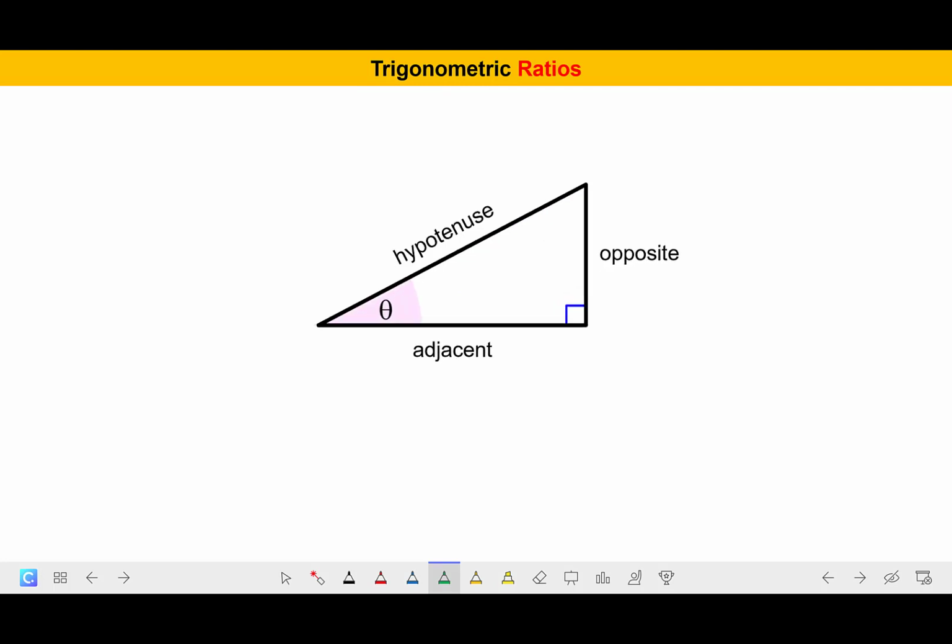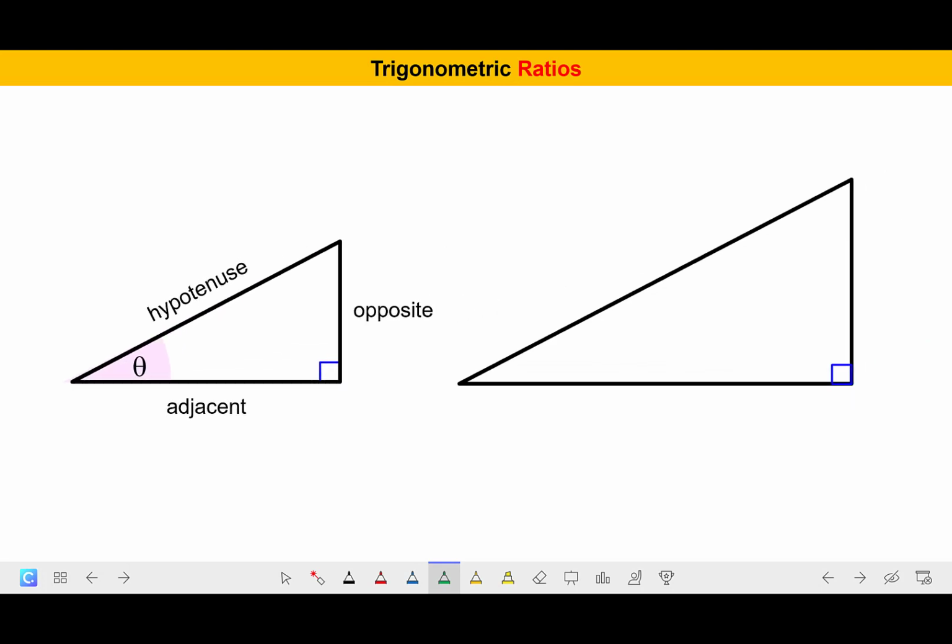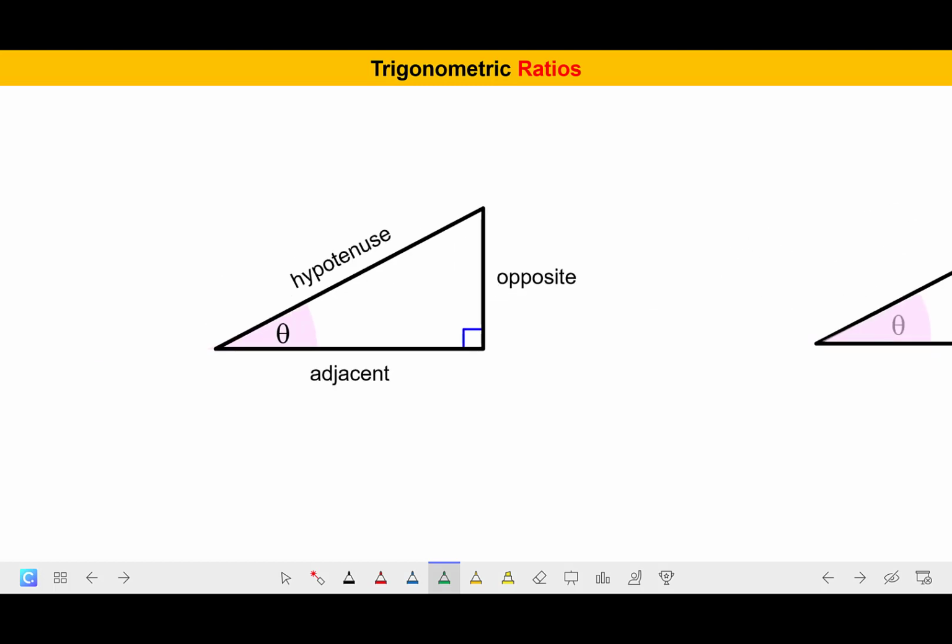Just like in the warm-up, if I have a right triangle and I know that it has an acute angle the same as another right triangle, then by angle similarity I know that these two are similar triangles. And if they're similar triangles, all the sides are proportional, and that's the whole basis of trigonometry and the trigonometric ratios. So these will be proportional.